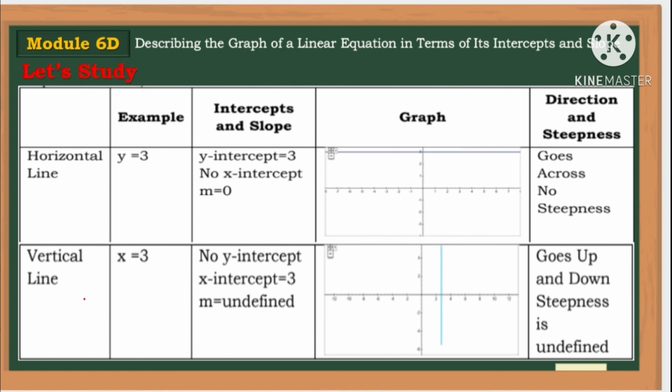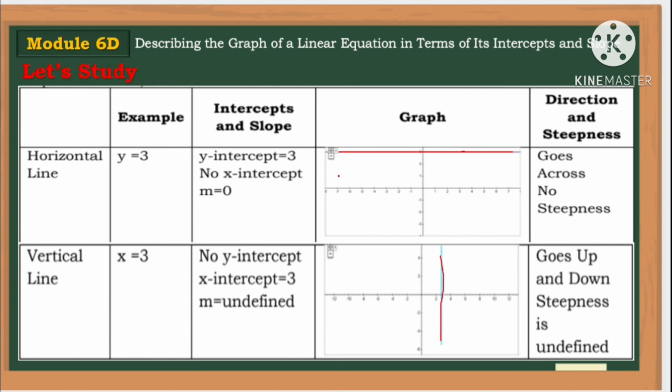So, we have here a horizontal line. The slope is 0. Pag ganito ay 0 ang slope. Pag ganito naman ay undefined. No steepness, so hindi siya steep. Kung tutuusin, yan ay patag lang.